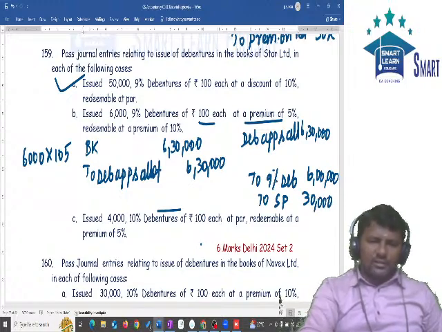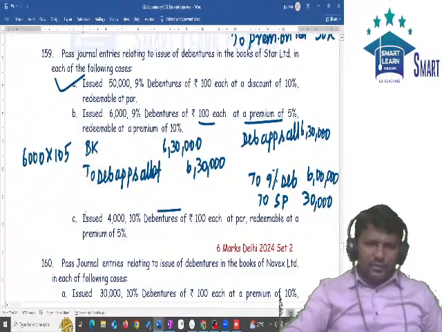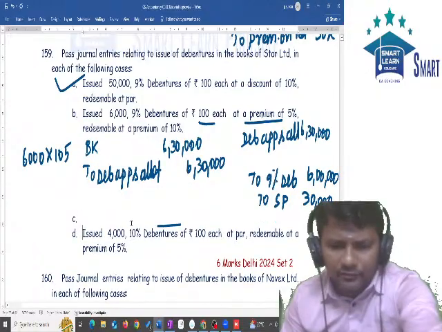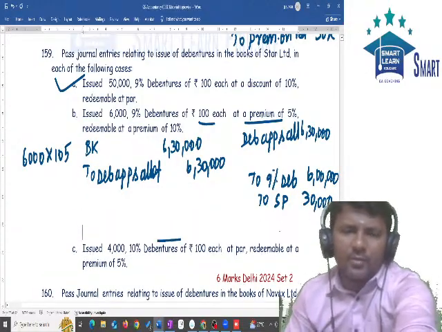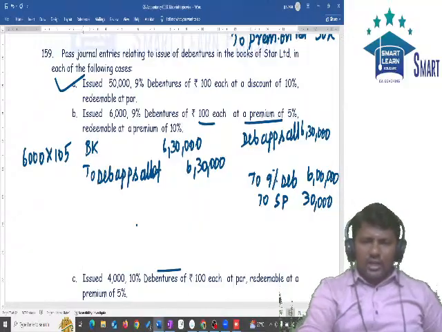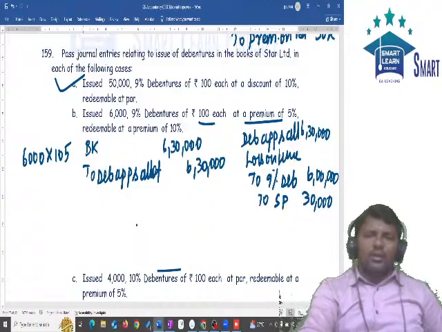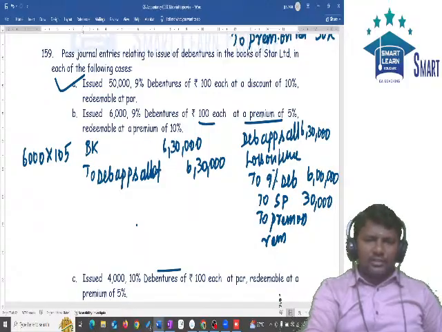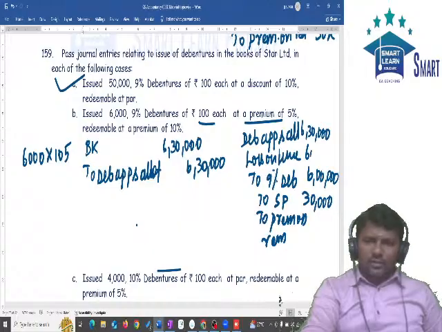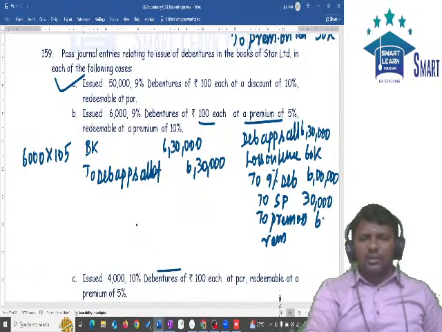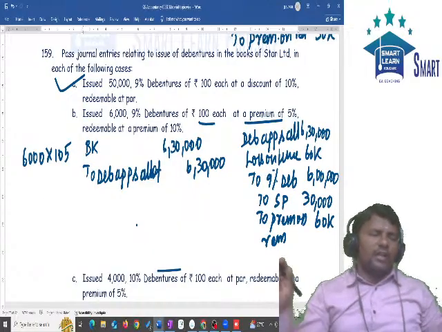Also we have a loss at the time of redemption. What is the entry for loss on redemption? Loss on issue of debentures account should be debited, and to premium on redemption of debenture. How much is the loss? That is 10 percentage. So 6 lakh, 10 percentage comes to 60,000. Debit is 60,000, credit is 60,000. That's all. Entry tally.